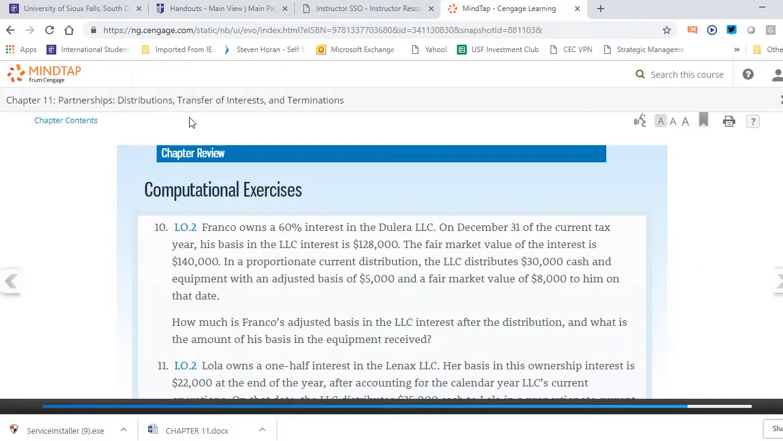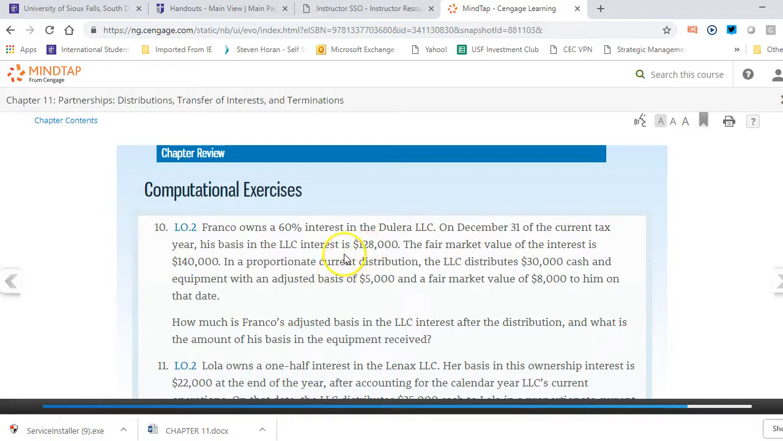Chapter 11, question 10. Let me say that right. So Franco owns a 60% interest in Delera Inc. on December 31 of the current year. His basis is 128,000. Fair market value is 140,000. And then in a proportionate current distribution, the LLC distributes 30,000 cash and equipment with an adjusted basis of 5,000 and a fair market value of 8,000 to him on that date. How much is Franco's adjusted basis, and what is the amount of his basis in the equipment received?